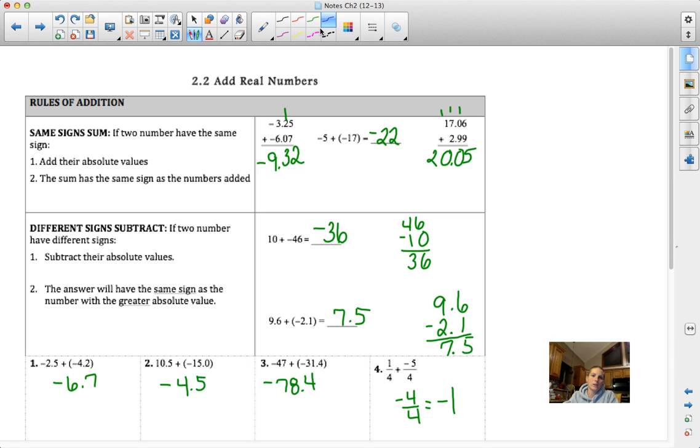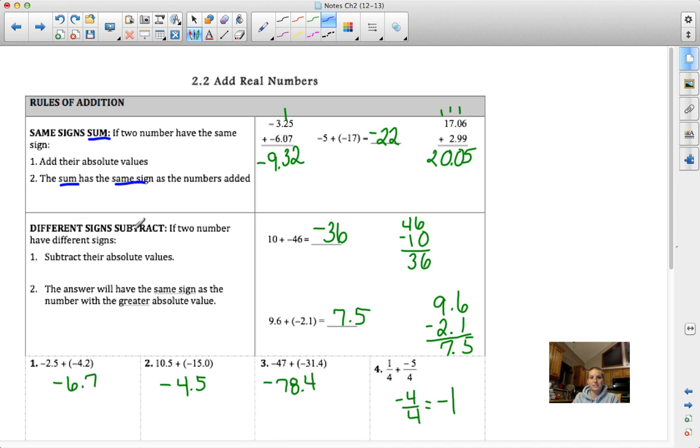Alright, so we're going to talk today about adding real numbers. And I don't think we need to talk too terribly much about the rules of addition. I'm pretty sure that you're familiar with when you have two numbers that have the same sign, then you should use the sum, which means that you're going to add their absolute values. And the sum, or the answer, has the same sign as the numbers that you just added. So hopefully you're checking your work, and these are the three answers that you got on those problems.